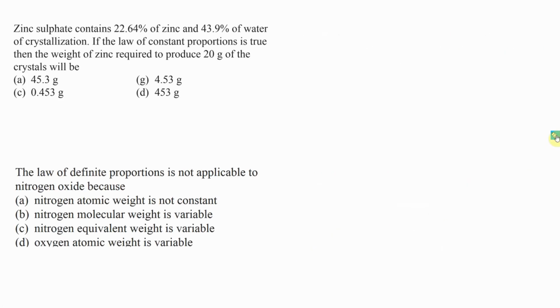Alright. Zinc sulfate contains 22.64% zinc and so much of water. So when you take 100 grams of zinc sulfate, some hydrate, we don't know, let's just put it this way, the amount of zinc is 22.64 grams. Amount of water is 43.9 grams. 100 minus this plus this would be the amount of sulfate, by the way.